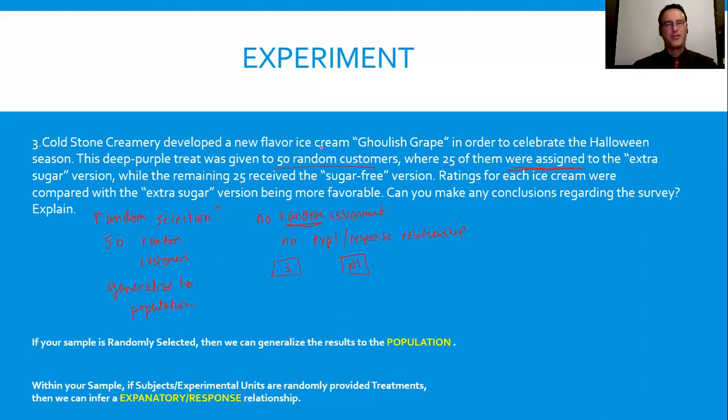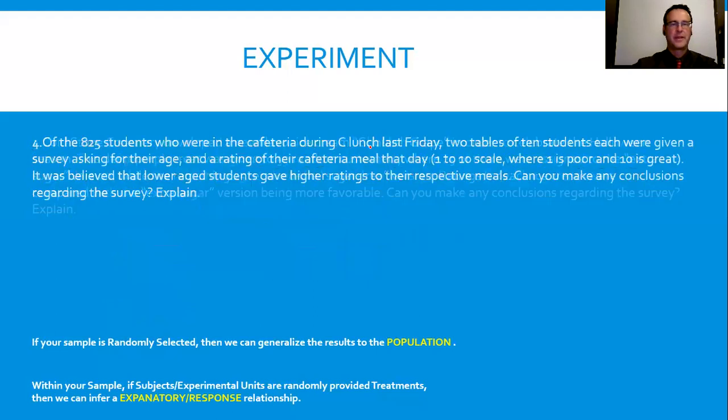We can't say that more sugar implies a better rating for the ice cream, even though I bet most of us would agree that it does. But not by the way they designed it. So you gotta be careful with that. All right, here's the last one. It says, of the 825 students who were in the cafeteria during seed lunch last Friday, 2 tables of 10 were given a survey asking for their age. So there were 2 tables of 10 given a survey. That is not random.